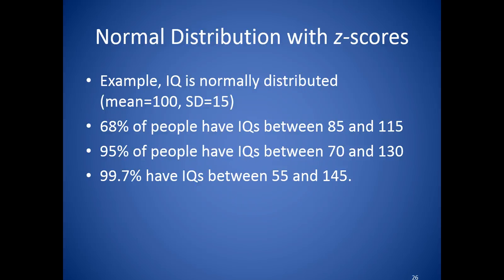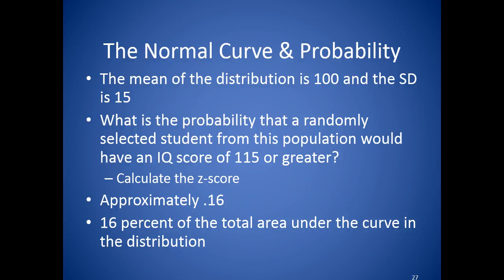If the IQ is normally distributed and we have a known population mean of 100, standard deviation of 15, in this particular normal distribution with z-scores, we can safely say that 68% of the people have IQs between 85 and 115, and 95% of the people will have IQs between 70 and 130, and about 99.7% have IQs between 55 and 145. So the normal curve and probability.